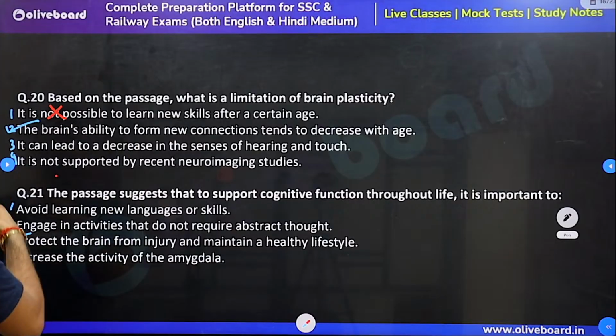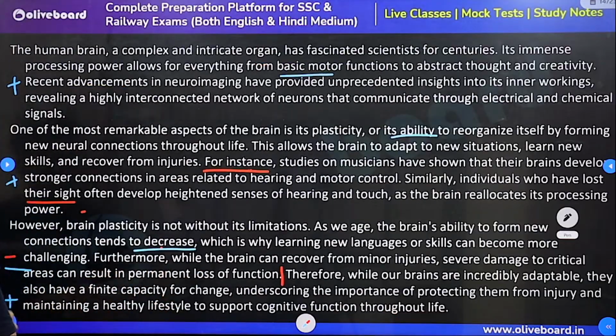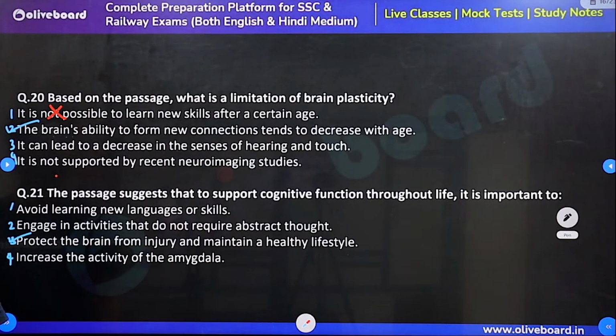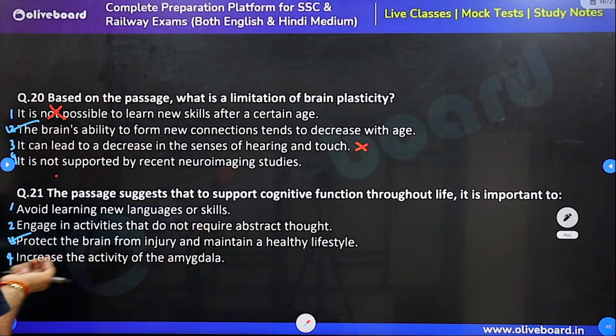Limitation. It's not possible. No. Brain's ability to form new connections. Okay. Then to decrease. Exactly that was stated. So it decreases is marked. Not possible. It can lead to a decrease in the senses of hearing and touch. Not particularly hearing and touch. Those senses, it's not supported.